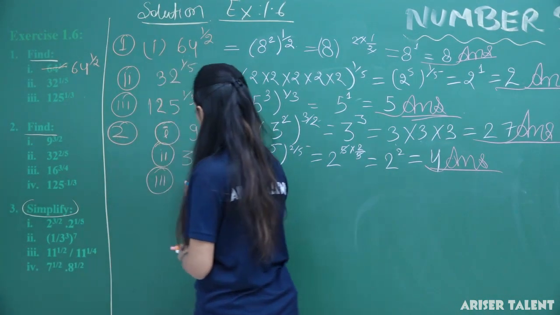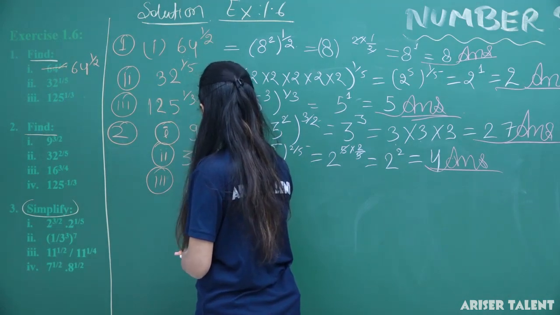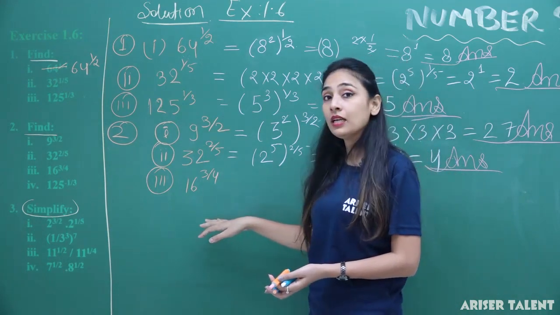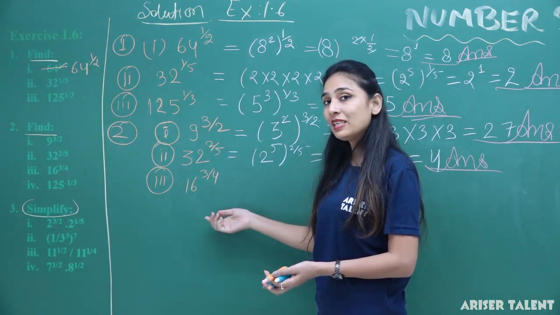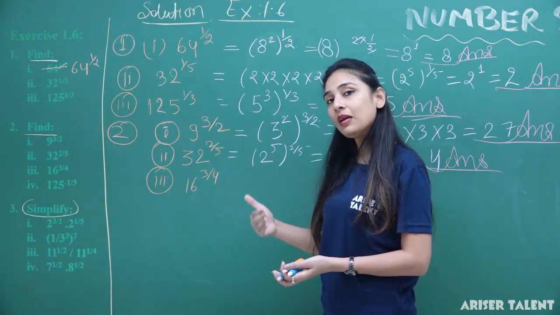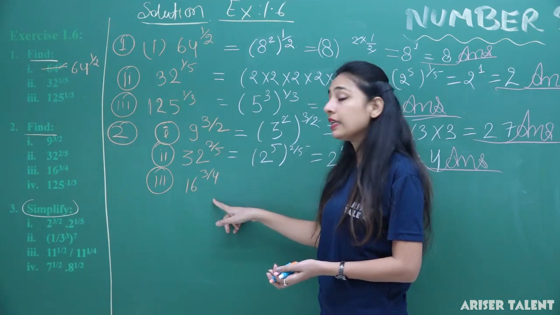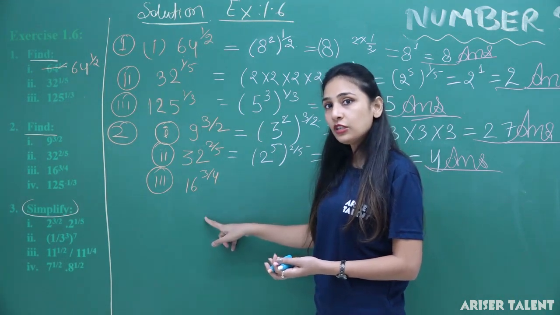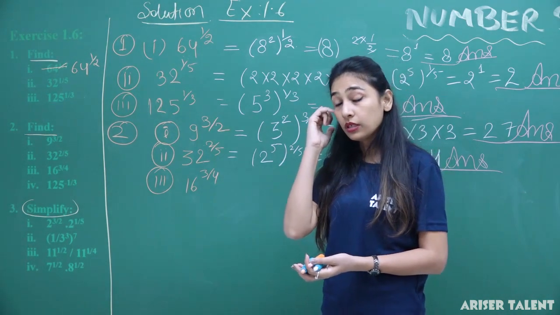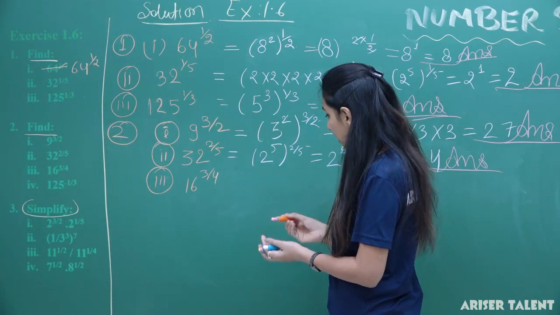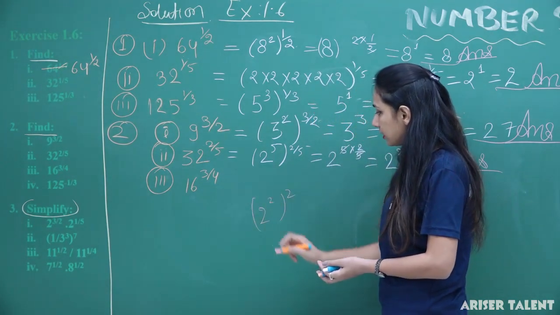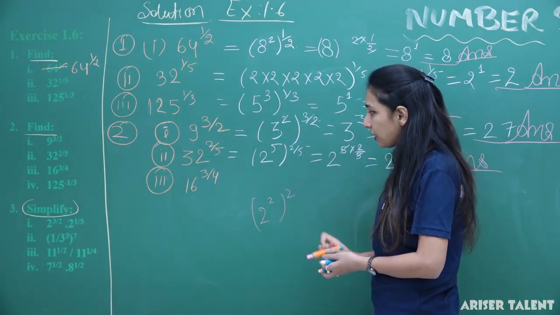Now the third one. The third one is what? 16 raised to power 3 by 4. Now again we will be going with the 2. 2 multiplied by 2 multiplied by 2, how many 2's are there? Let's say 4 multiplied by 4 is what? 16. So this is basically 4 raised to power 2, right? Or in terms of 2, what we can say? 2 raised to power 2 is 4 and 4 raised to power 2 is 16. So that will be simply 2 raised to power 4.